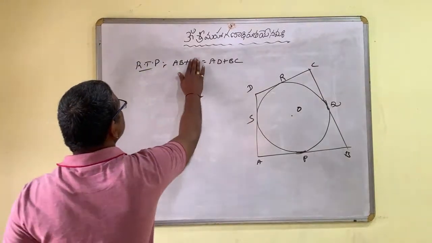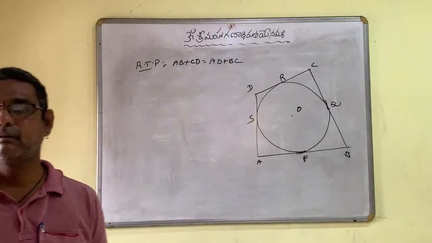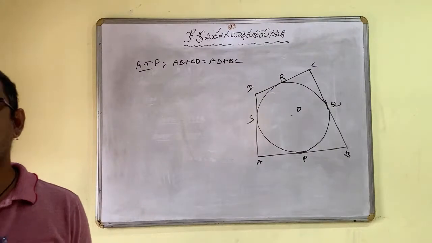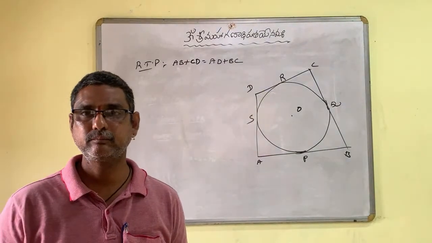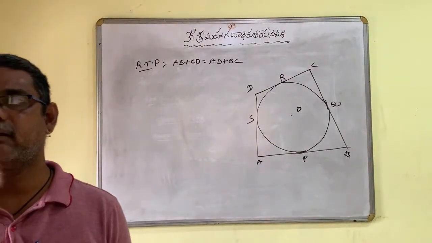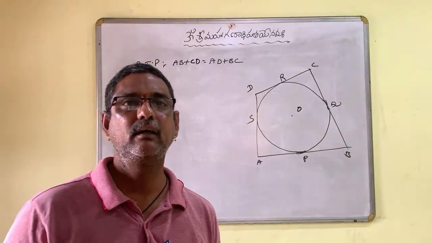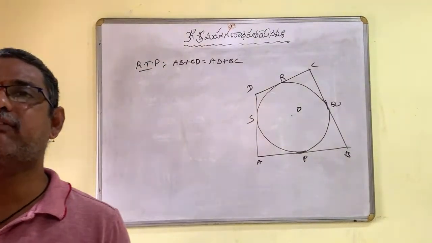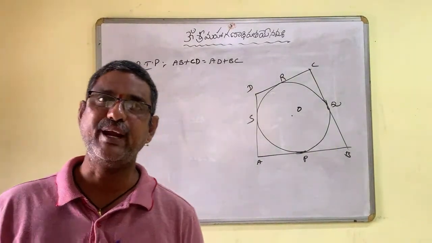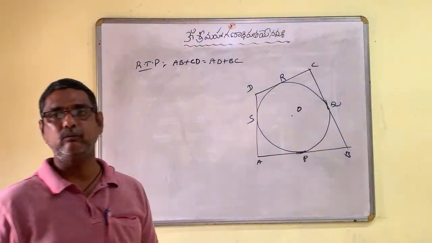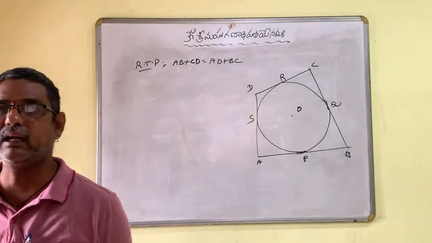What do we call AB and CD? Anyone? Tangents, okay. What else? Yes, very good, Moksha. Opposite sides of quadrilateral ABCD. And AD and BC also are opposite sides of the quadrilateral ABCD.